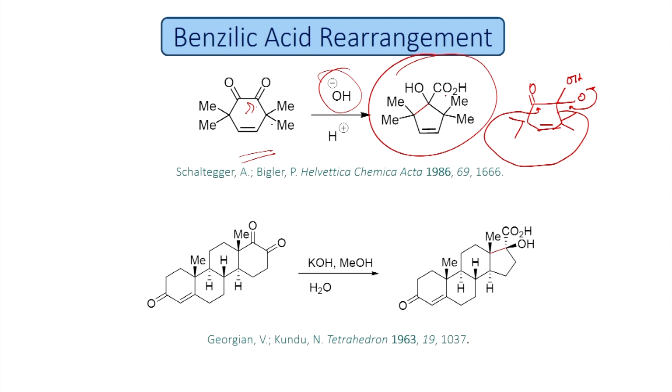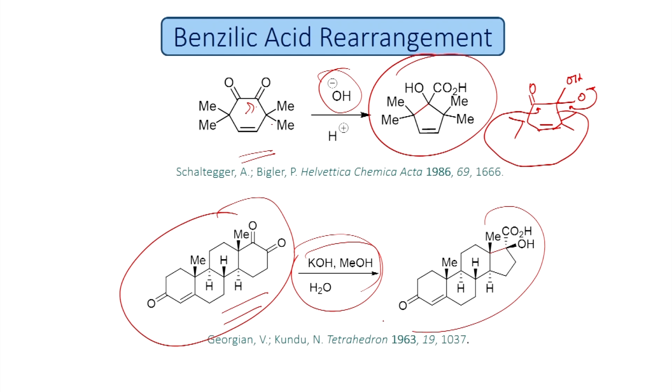And similarly, here the reaction of this diketone shown can readily react with potassium hydroxide, and you can get this rearranged product. So far, we have seen three types of rearrangement: Wagner-Meerwein rearrangement, where we have seen the migration of alkyl as well as aryl groups. Then we have seen the Pinacol and Pinacolone rearrangement. They have a similar kind of reactivity.